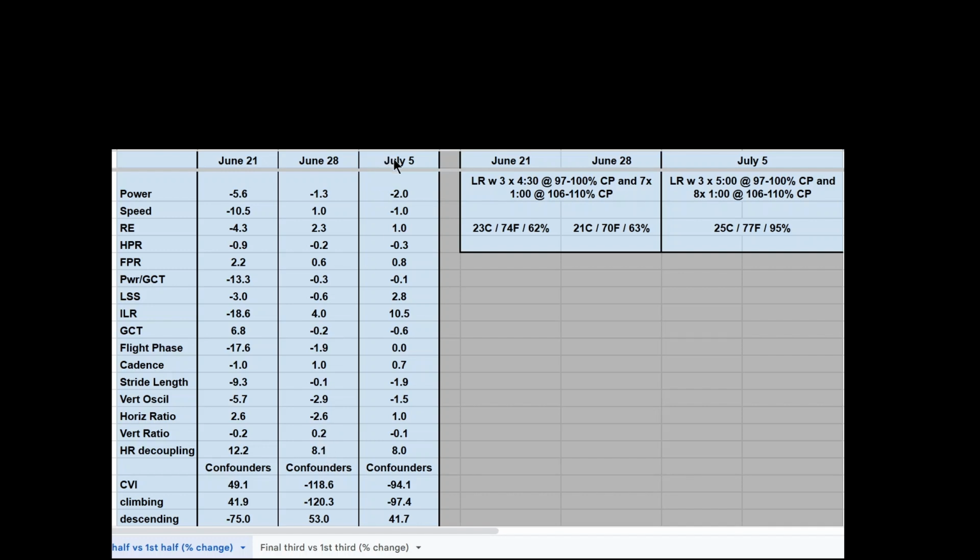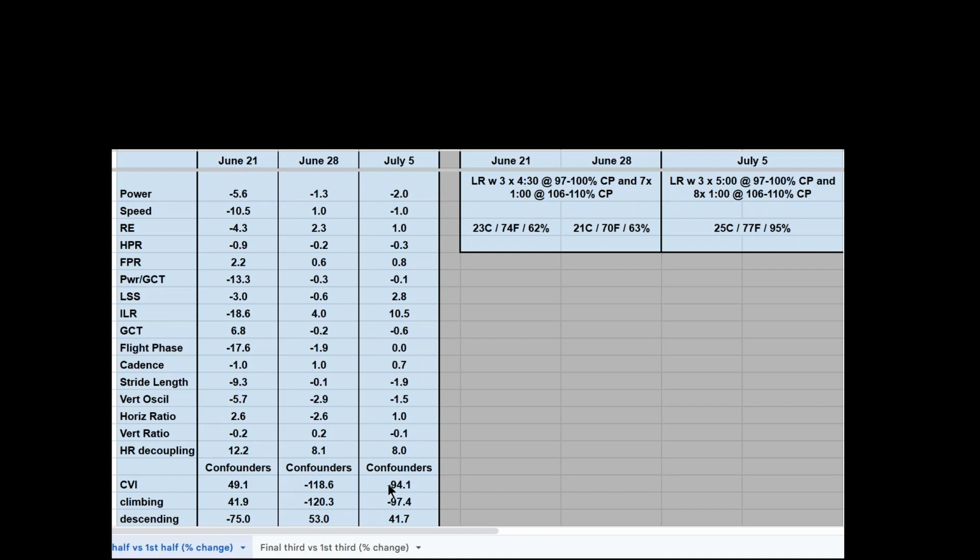All right, then take it 1 week further. Now we're in tougher conditions and a little bit harder prescription. So we increased the time at near threshold. We increased the number of reps that were 106 to 110%, and we added a mile total to the long run.